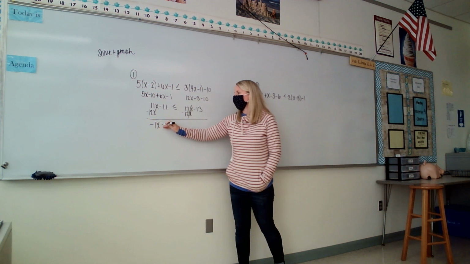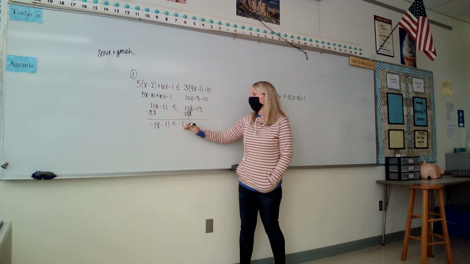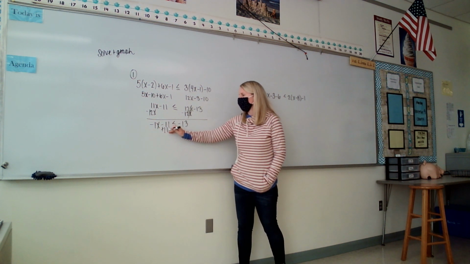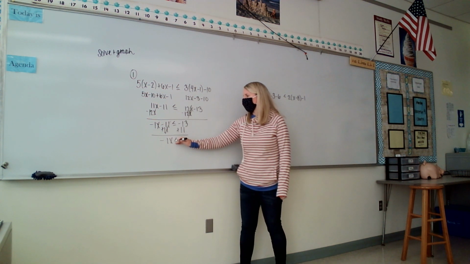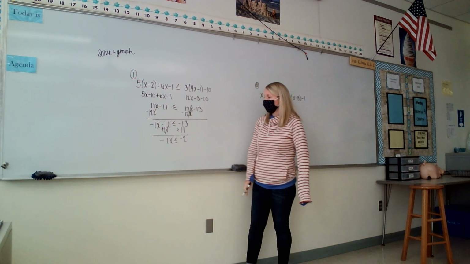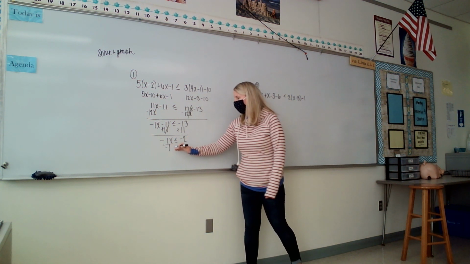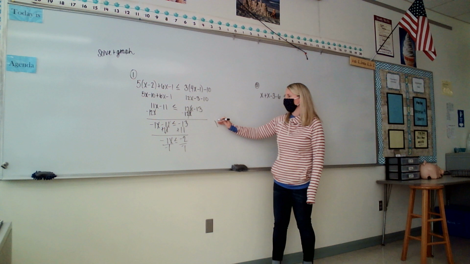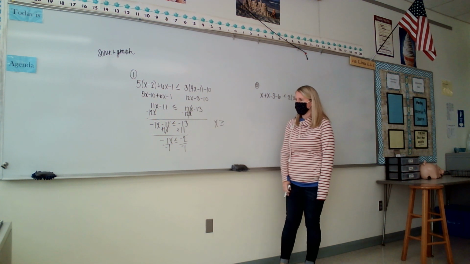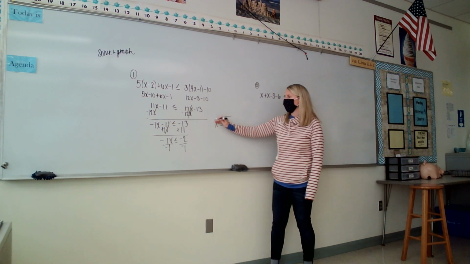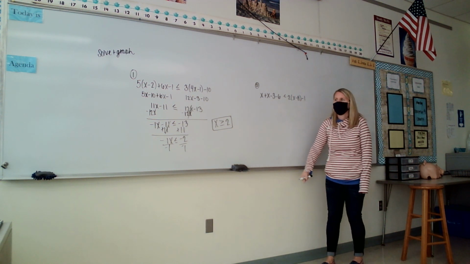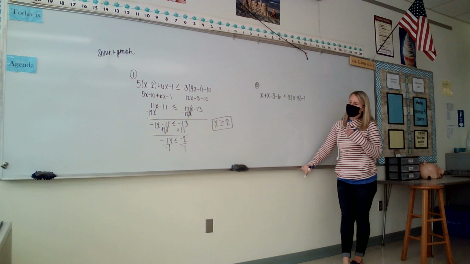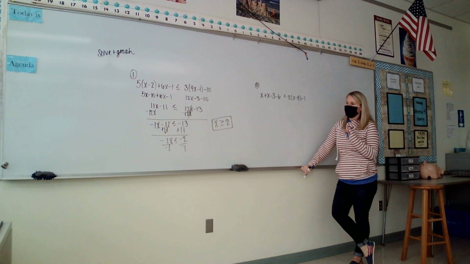I get negative 1x minus 11 is less than or equal to negative 13. I go through my solving steps. I get negative 1x is less than or equal to negative 2. I am dividing by a negative, which means I am flipping my inequality, and x would be greater than or equal to 2. So just as a heads up, as you're rearranging, sometimes you may get negative x or negative coefficients. When you divide, make sure you flip that.